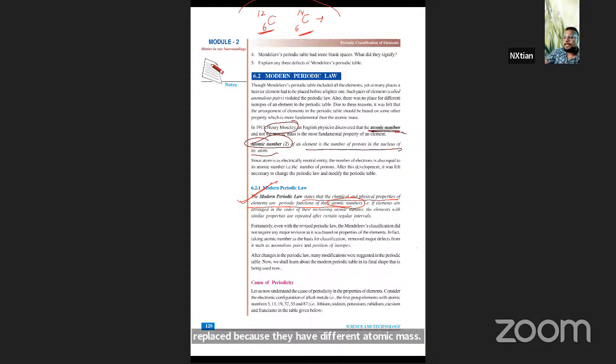But it is resolved in Henry Moseley's modern periodic table. Why? Because Henry Moseley didn't consider mass; he considered the atomic number. So both have the same atomic number, and there is no need to place them separately. It also has six, it also has six. The same atomic number, so he places it at six. No need to arrange by atomic mass. So every demerit of the Mendeleev periodic table is fixed by Henry Moseley.